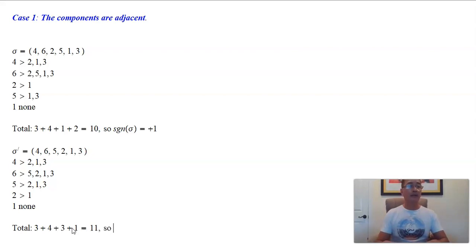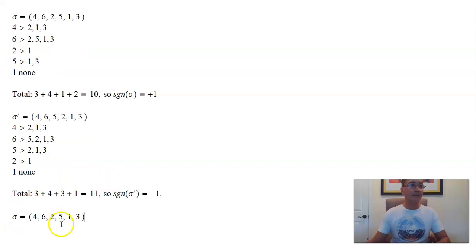So the sign of the new permutation, which is sigma prime, is now negative. Okay, and you might say, oh, you just got lucky there. Okay, what if you had switched, for example, 5 and 1? Okay, so yeah, why don't we make a little bonus example right here? That's our original. What if we had switched 5 and 1?